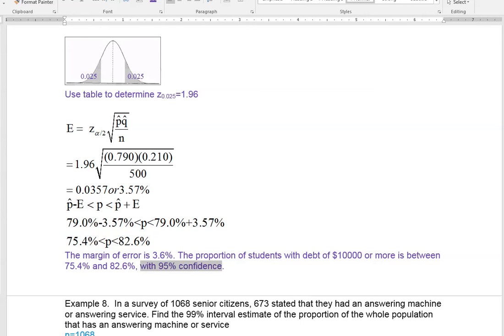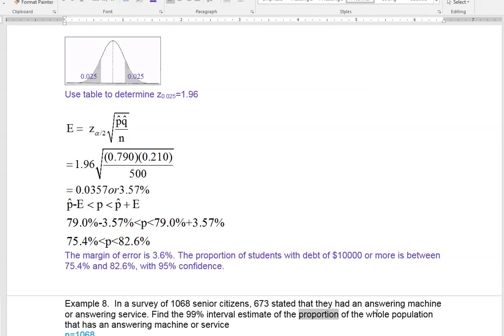So again, we want to look for what tells us what kind of question this is. Well, we have to find the interval estimate. So again, that big word interval there. This time it's a little more obvious. Find the proportion of the whole population. So it's not quite as tricky as the previous question in terms of the wording.